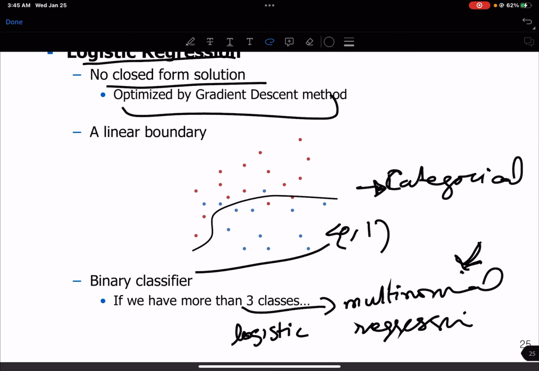I hope you have some introduction and familiarity with the mathematical representation of logistic regression. If you have any queries, you can drop an email, and please note the slide numbers along with your questions so that we can have a good discussion on this. Thank you.